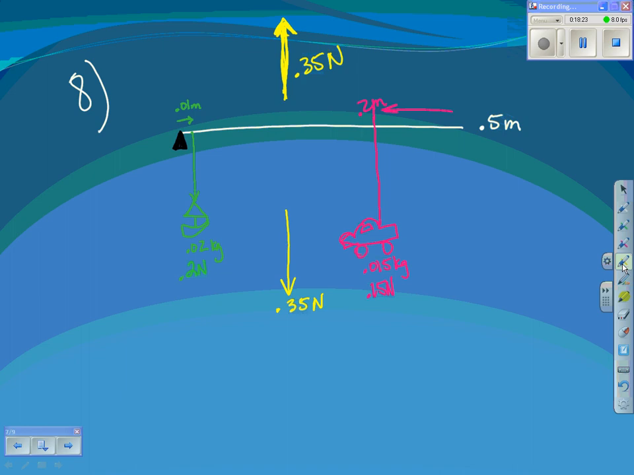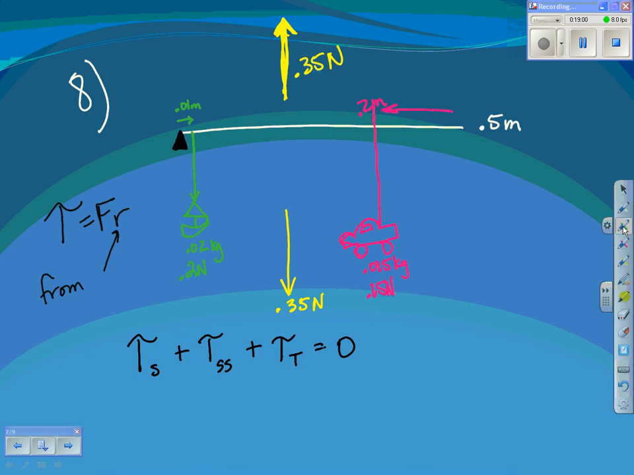Pick an end. So if that's the case, from the pivot point, we are going to find the torque for the sailboat, plus then we're also going to have to find the torque for my support string, so I'm going to say SS, plus the torque of the toy truck, all have to equal 0. All right. If that's the case, let's do the sailboat. The torque, remember, is force times radius, and that radius is from the pivot point or from the fulcrum.